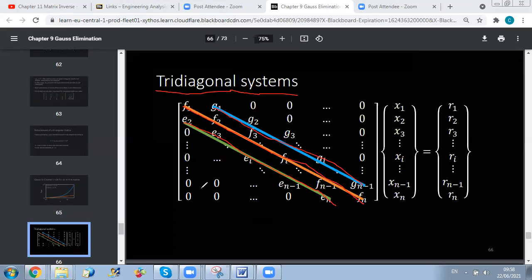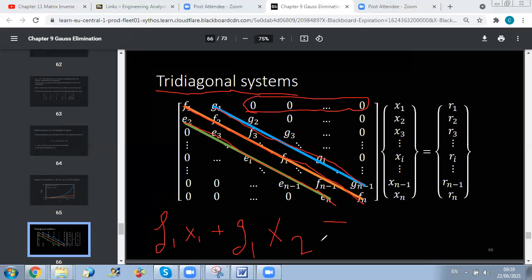And we can see this here. So for example here, because all of these elements are zeros, the first equation you write will be f1 times x1 plus g1 times x2 equals r1. So instead of having a lot of extra elements, you don't look at them. When the computer identifies that it's a tridiagonal matrix, it will reduce the number of operations a lot because it will not look at these zeros at all. Okay, and the equation will just be f1 x1 plus g1 x2 equals r1.